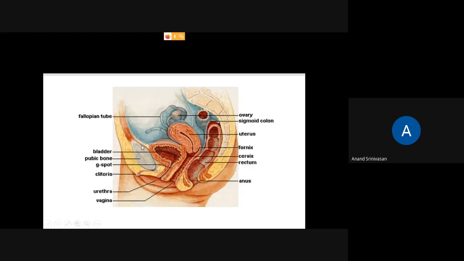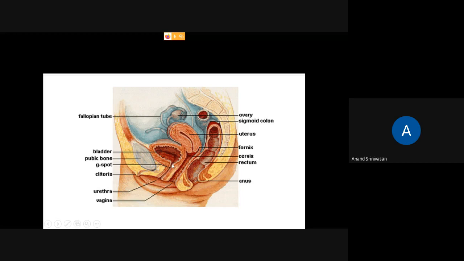Here you can see this is the pubic symphysis, the anterior part, the urinary bladder, and this is the internal urethral opening or meatus. This is the external urethral opening or meatus. It is situated behind the pubic symphysis, and it opens in front of the vagina. Here you can see the vaginal part. So it opens in front of the vagina.